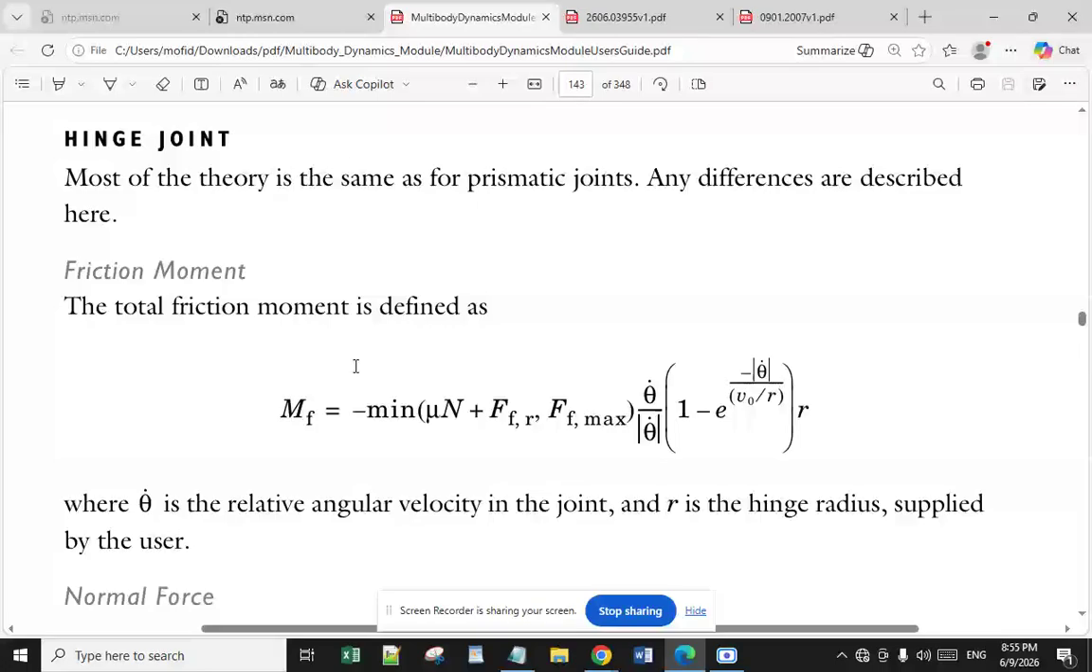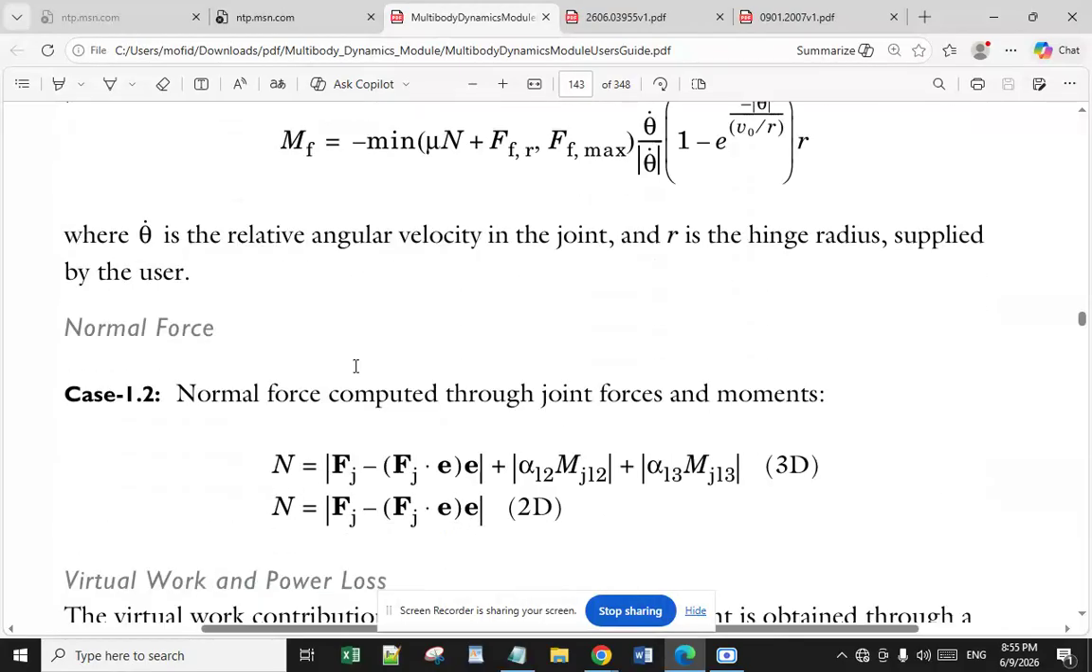Hinge joint. Most of the theory is the same as for the prismatic joint; any differences are described here. Friction moment. The total friction moment is defined as Mf = -(min(μN + FFR, FFmax)) multiplied by θ-dot divided by absolute θ-dot multiplied by 1 minus e to the power of minus absolute θ-dot divided by ν0, divided by r, multiplied by r, where θ-dot is the relative angular velocity in the joint and r is the hinge radius supplied by the user.